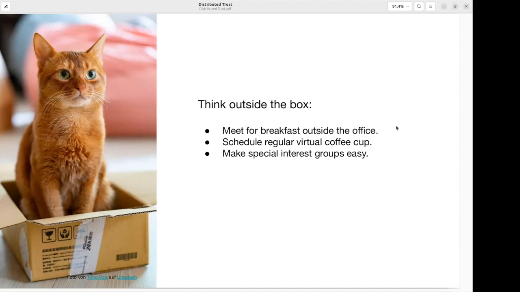You also can make explicit time on your calendar to schedule regular virtual coffee cups with people that you meet with regularly. You can make special interest groups easy. And with special interest groups, I really mean something like, I've got a cat. Do you have recommendations on cat toys or stuff like that?